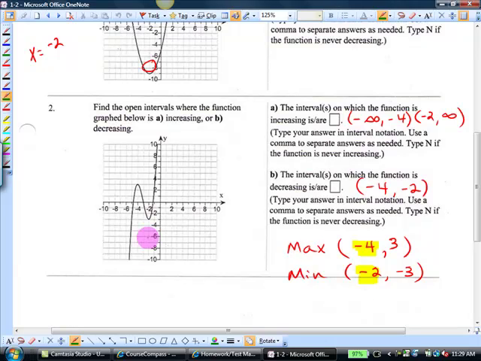So where is this guy increasing? It's increasing here and here, and it's decreasing here. All right, so I did different colors. It's increasing from -infinity to -4. It's also increasing from -2 to infinity. The yellow is the increase. The blue is where this guy's decreasing, and it's x to x, so it's -4 to -2.